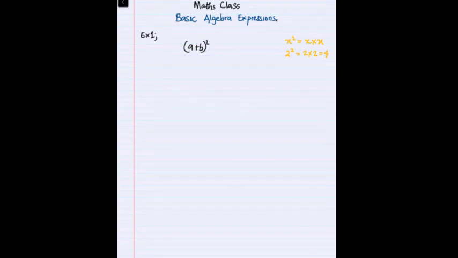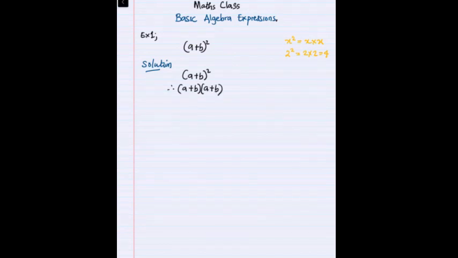Let me put down the solution to the equation. Now we have (a + b) raised to power 2. With what we said earlier, x to power 2 means x times what? Times x. Then this bracket 2 implies (a + b) times (a + b).